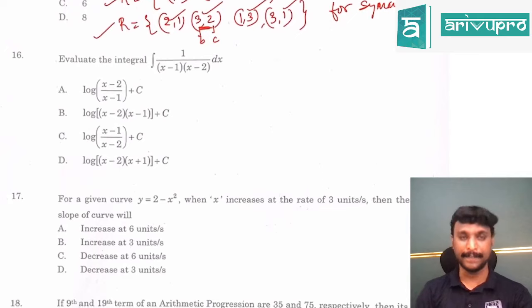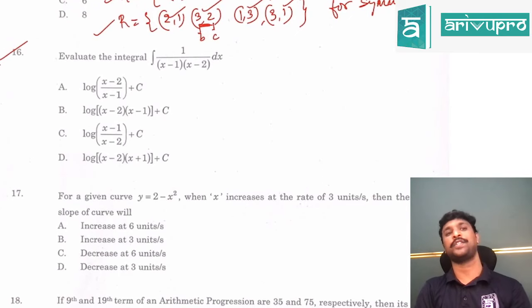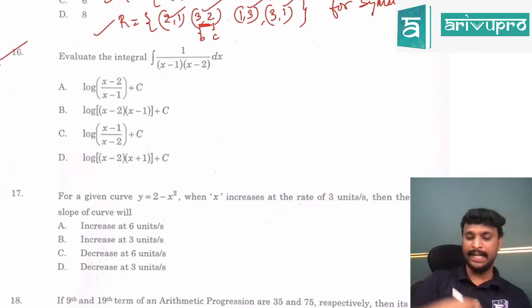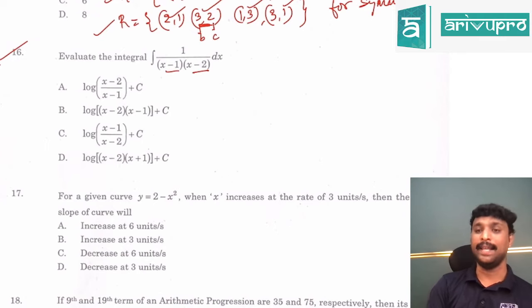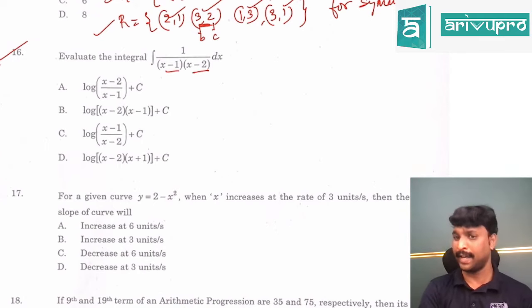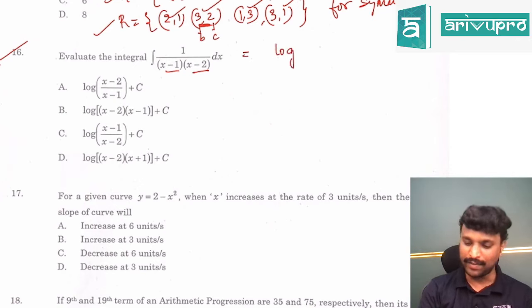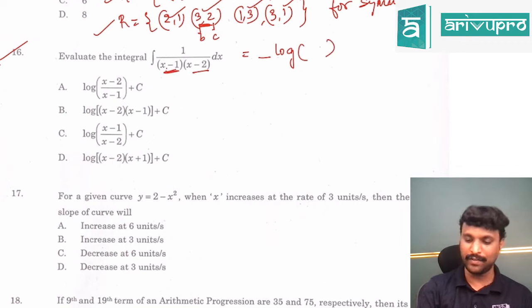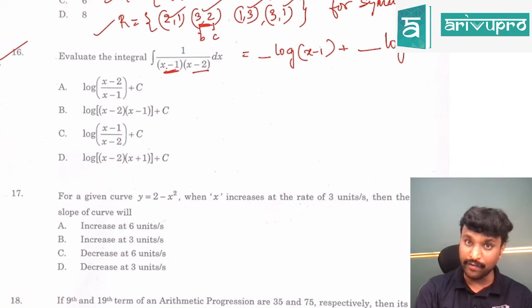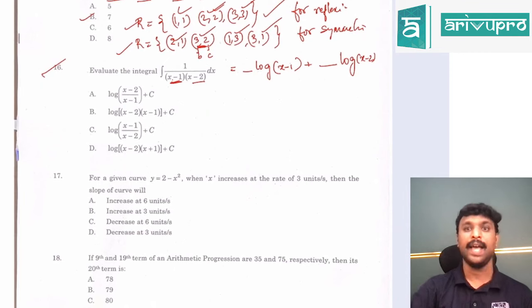Hope this is clear, guys. Now look at the next question, question number 6. Integral of 1 by (x minus 1) into (x minus 2). Guys, these are linear factors, and I gave you the shortcut. Definitely it will be log of something. Log of the first factor, which is x minus 1, plus something into log of the second factor, which is x minus 2.